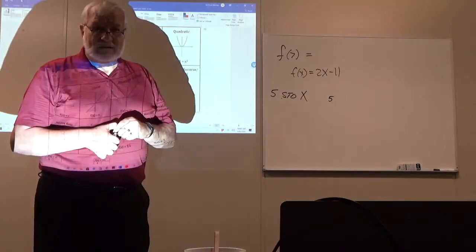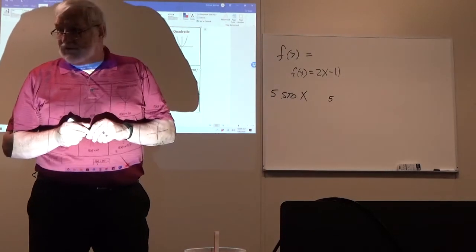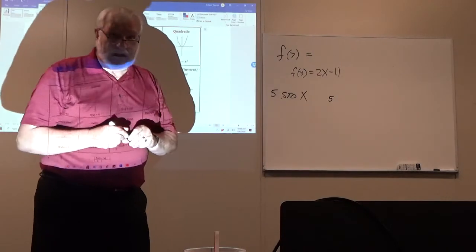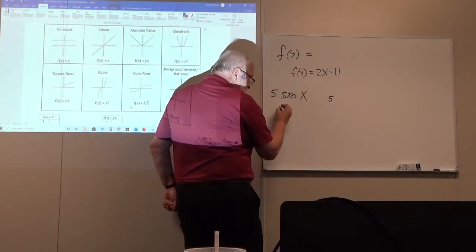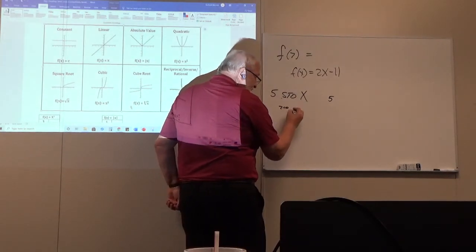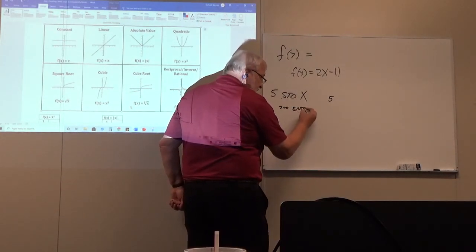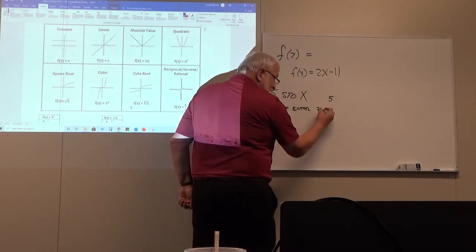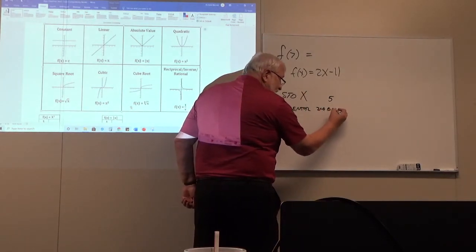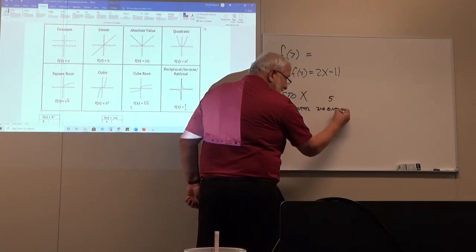Everybody got that? Okay, and everybody got the 5. Anybody not get the 5? Okay, now, we're going to go back to this. We're going to press the second button, and then enter. That's going to take us back to store, and then we're going to go second, enter again, and you're going to see 2x minus 11.